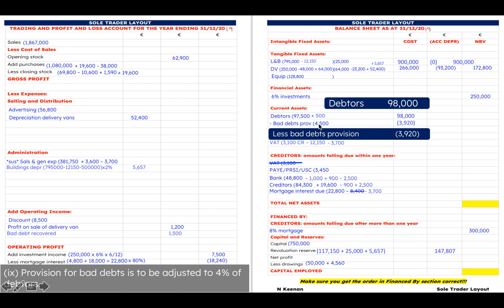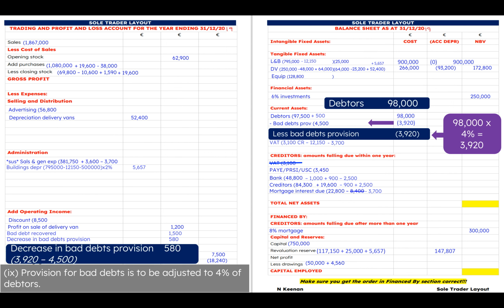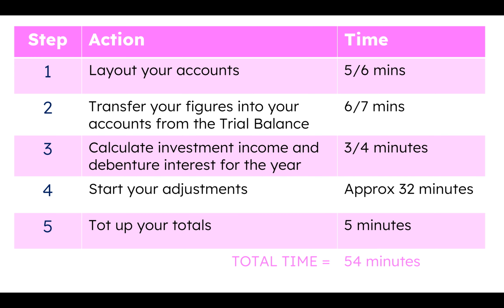Now, we know that there was one before because we are adjusting it, right? And this figure 4,500 came from the trial balance. What we need to do is we need to compare 3,920 to the 4,500, and that is a decrease in bad debts provision, okay, €580 there, and that is good news for the business. So it is decreased from 4,500 to 3,920. So that is it. The last thing you have to do, tot up your totals.